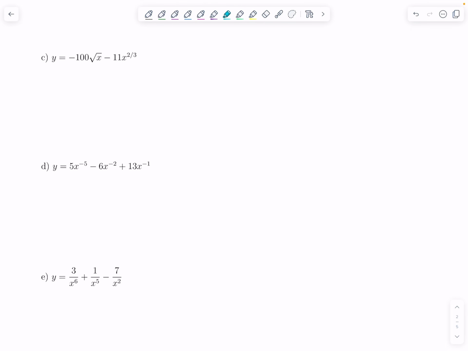y equals negative 100 times the square root of x minus 11x to the 2/3. Now, before we get started, anytime you see a radical in your function, before you take the derivative, you want to rewrite it using rational exponents. That way you can apply the power rule more easily. So I'm going to rewrite this as y equals negative 100 x to the 1/2 minus 11x to the 2/3. You see that?